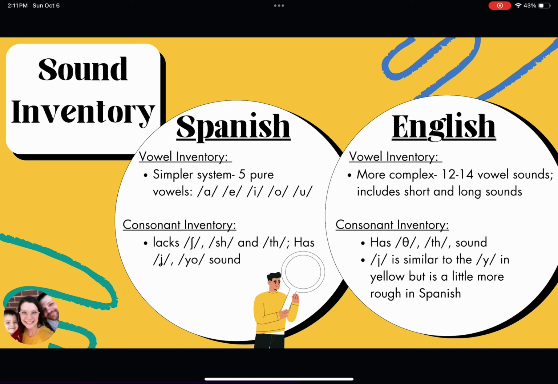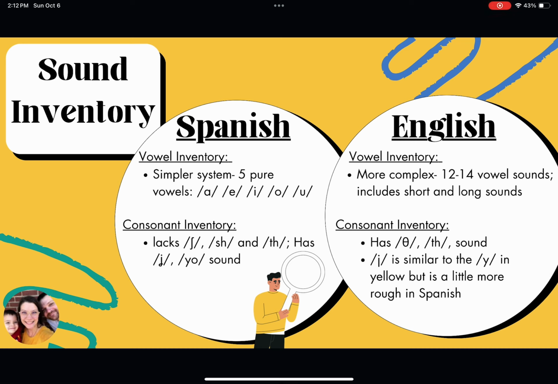When comparing the sound inventory of Spanish to that of English, there are notable differences in the number and types of sounds each language uses. Spanish has a simpler vowel system with 5 pure vowels. Please look carefully at how each letter is said. A, E, I, O, U. These vowels are relatively stable and do not change significantly in different contexts.